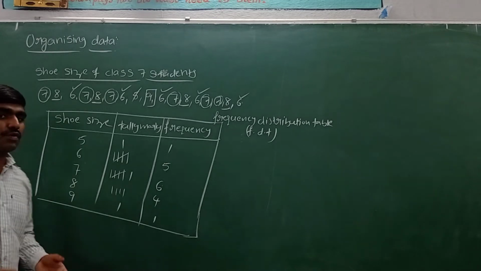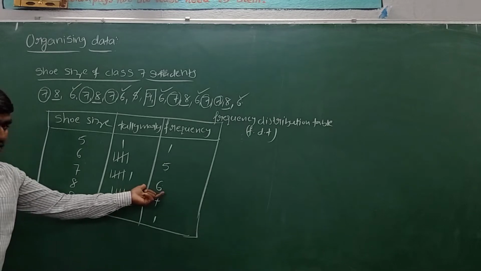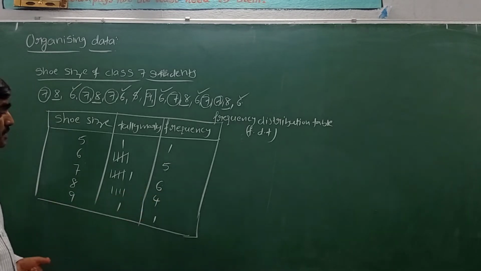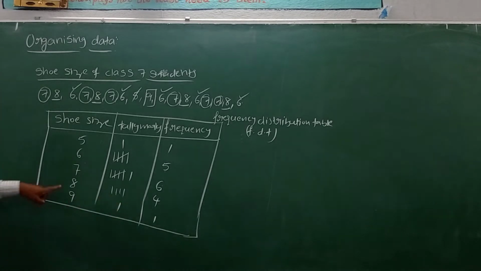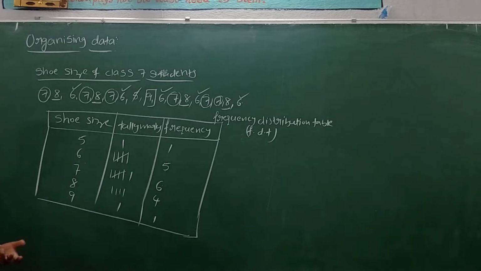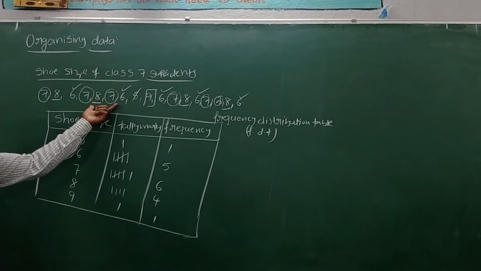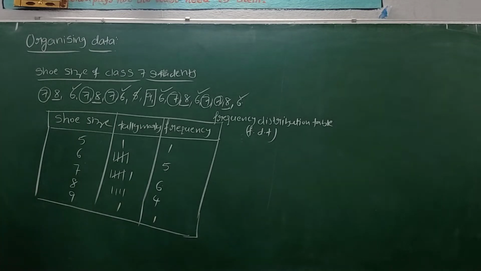Now it is easy to answer such questions. Which shoe size has the maximum number of students? See, maximum number of students have which shoe size? 7 number size. In 7 number size you can see more students. Fewer students have 5 and 9. So when we organize the data in a systematic order, it is easy to understand.